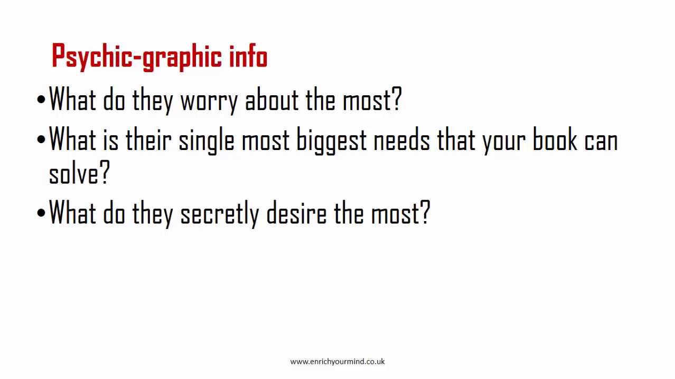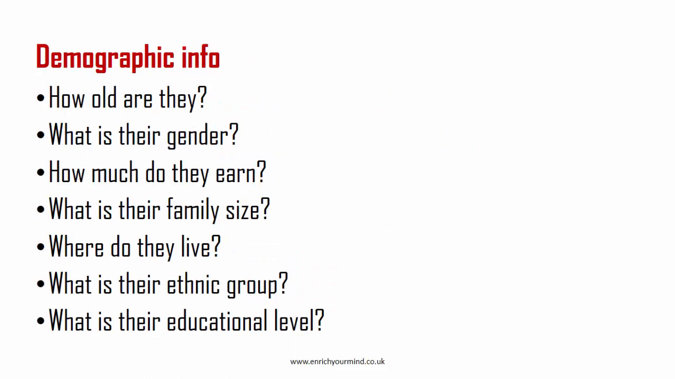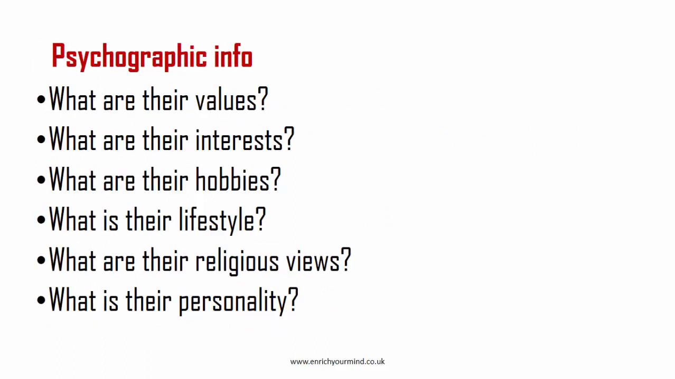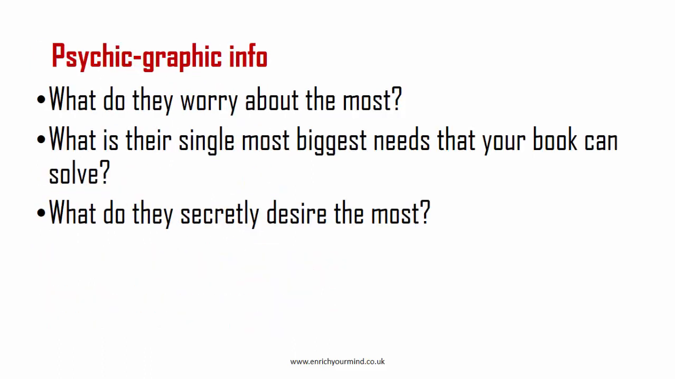We've seen so many books come up and become mega hits. One is 50 Shades of Grey. What did they secretly desire the most? Obviously, you can tell by the numbers that bought that book that what they secretly desired the most was what is in the book, and that's why they responded to it that way. So the three things I said: the demographic and the psychographic information.